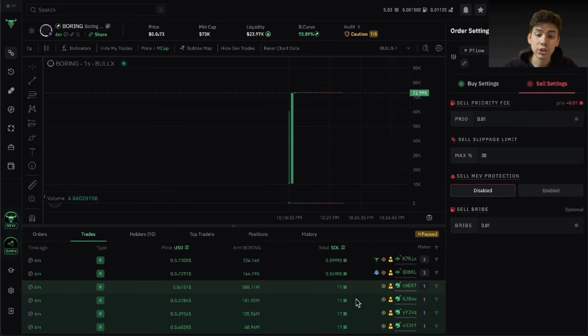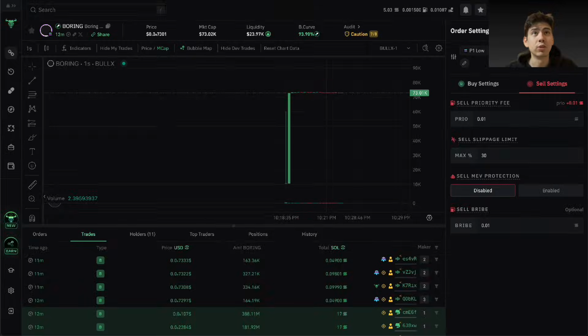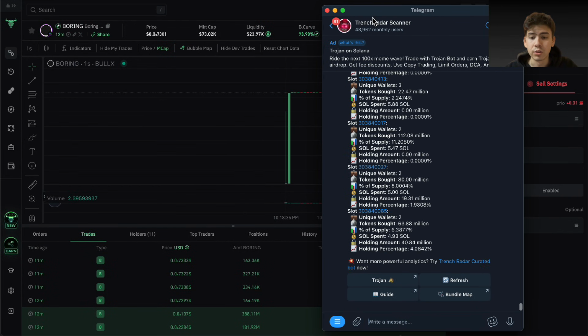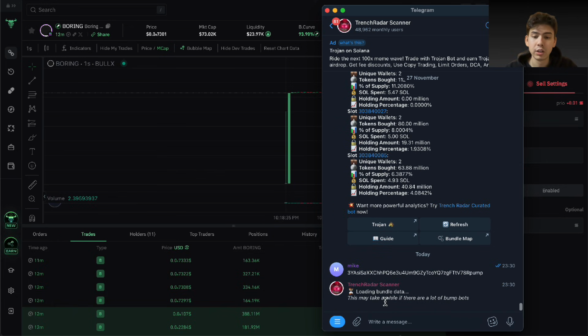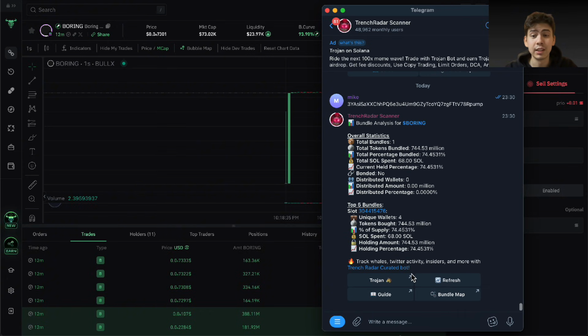And another way to check them is by using the Telegram bot called the Trench Radar Scanner. So right here, once you copy the CA and you paste it in this bot, it will check for you whether it's bundled or not. And right away you can see that this token is bundled.